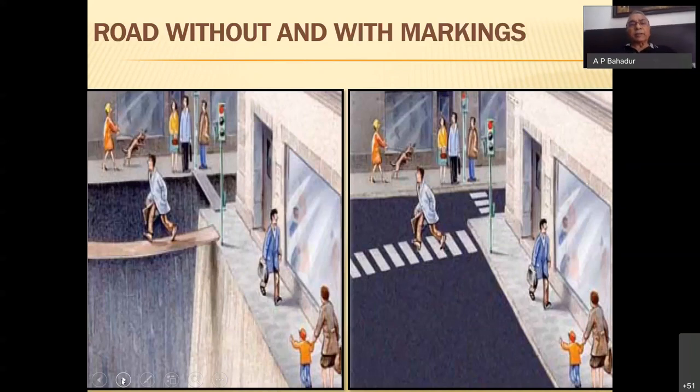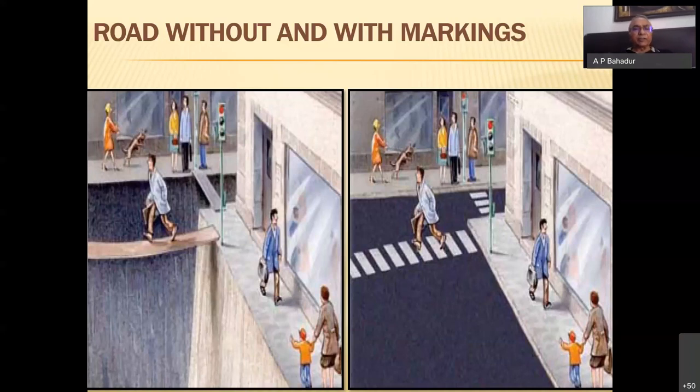So now coming to the importance of the marking, as you can see in this slide. On the left hand side, there is no pavement marking and you have to cross the road. Safety or danger is also of two types. One is the actual danger and the other is the perceived danger. Perceived danger is like when you don't want to go into a dark, isolated place. Why? Just because of some perceived danger. It may not be real danger, but you perceive it that way.